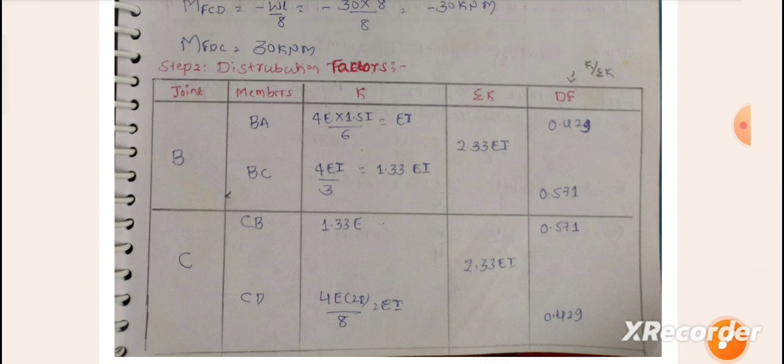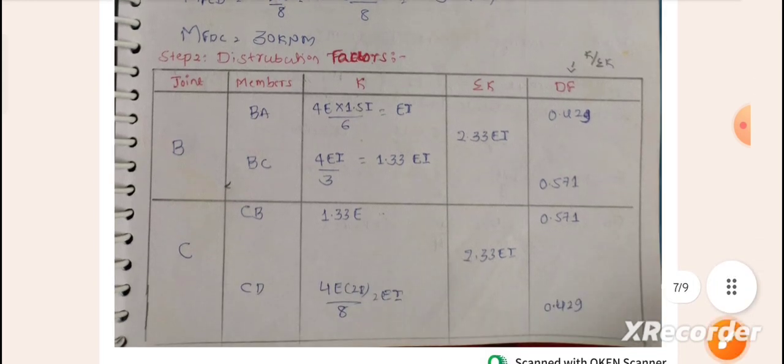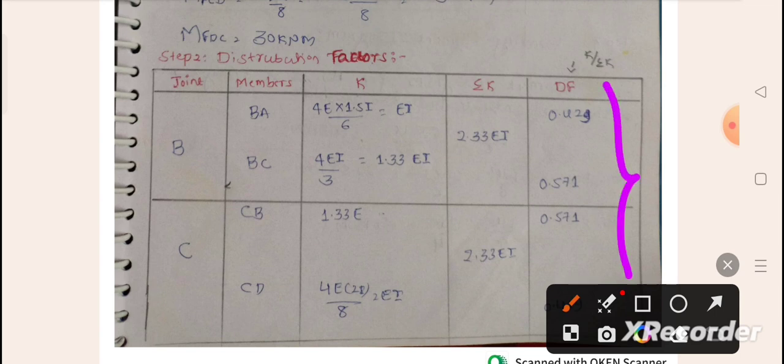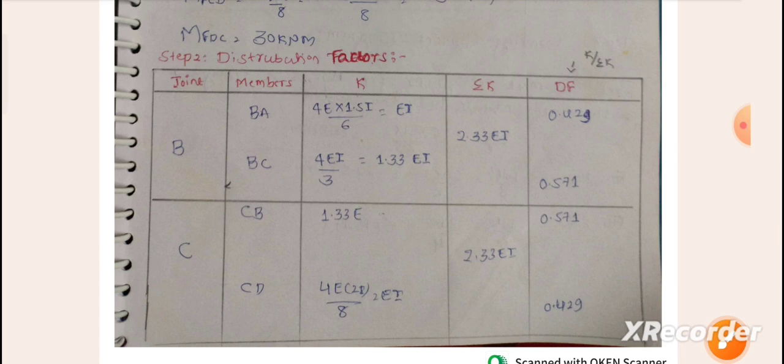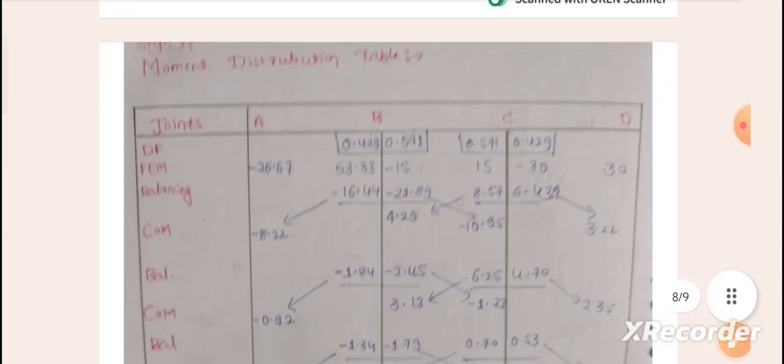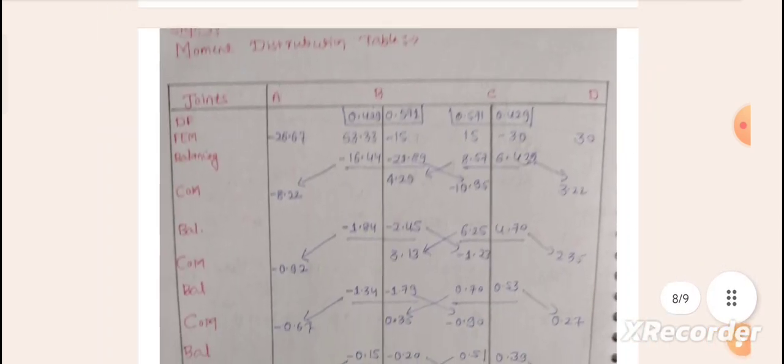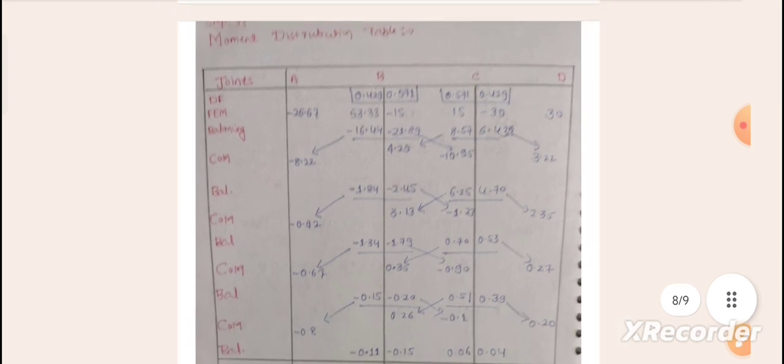Sorry, 0.429. So these are the distribution factors for different beams, that is BA, BC, CB and CD. Next, after step 2, the next step is we are supposed to prepare the moment distribution table. It's very important. So how we are going to prepare the moment distribution table?